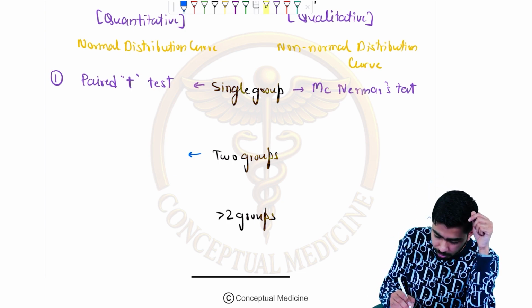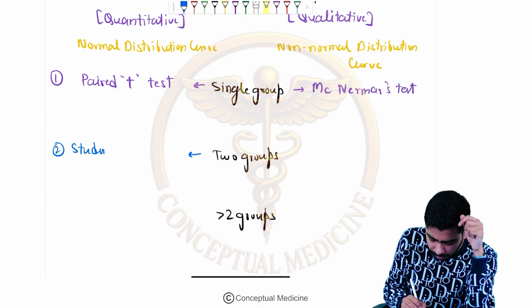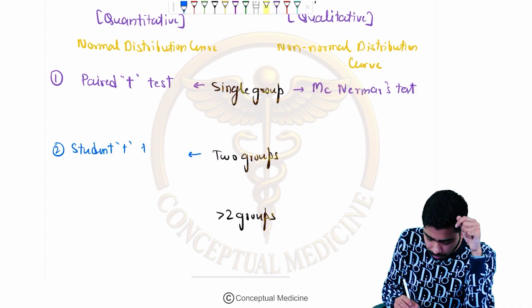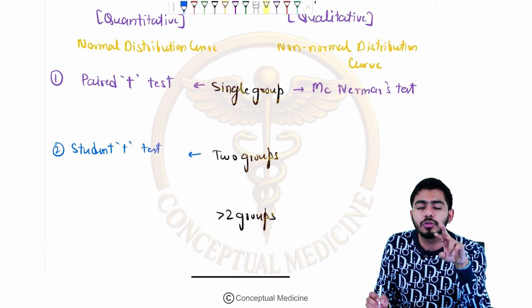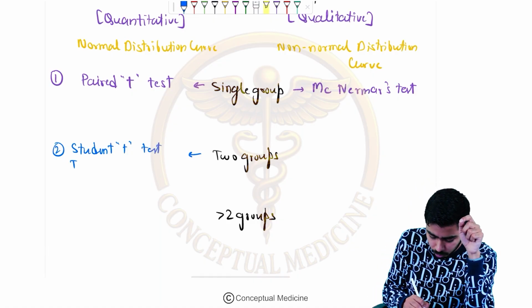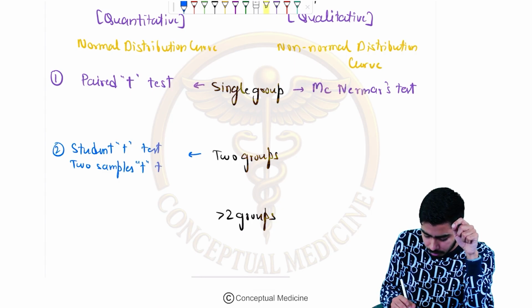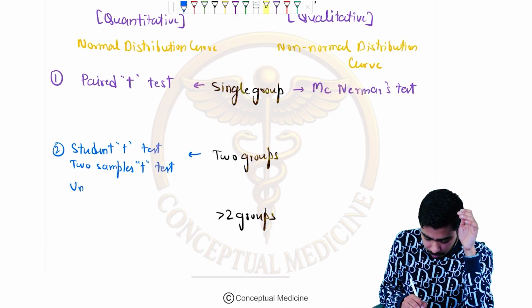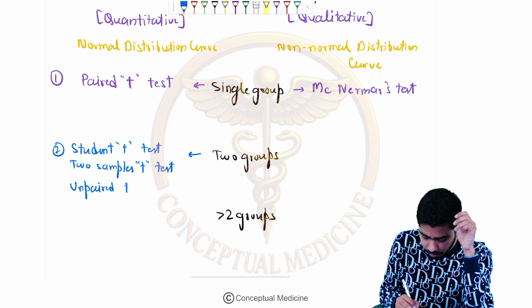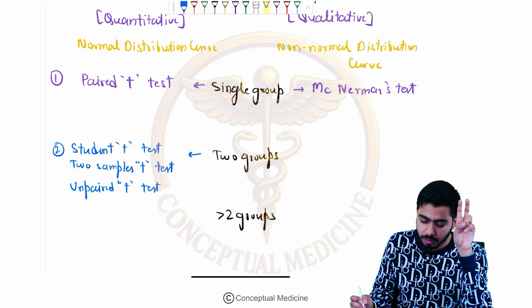This is called the student t test. It has many names. It is also called the two samples t test because we are comparing two groups over here. It is also called the unpaired t test, because the first one was paired. This is the unpaired t test.